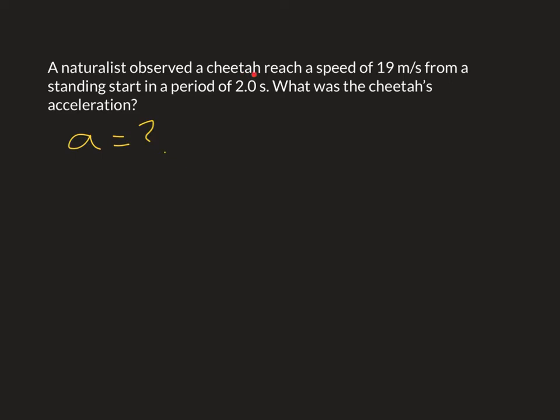So it said we observed a cheetah reach this speed. That word reach tells us this is going to be the final velocity. Other times you're going to see the word like reach come up for final velocity. It might say something like it goes from this to that. To or reach is always going to end up being our final velocity. Okay, so our final velocity in this case, our VF, is going to be 19 meters per second.